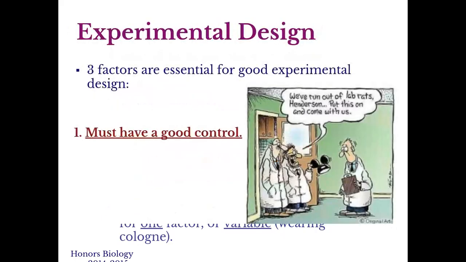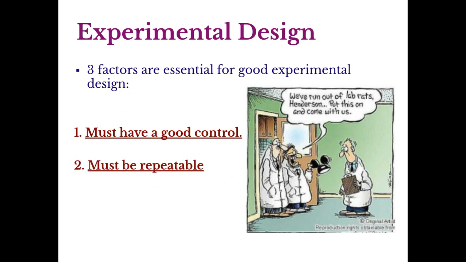Now, when we set up our experiment, you guys, a couple things. First of all, we want to make sure that when we're doing an experiment that we have a good control, right? So you need a good control in order to make sure that your experiment is valid. Remember, a control is going to allow us to make comparisons. Must be repeatable. So your experiment should be repeatable.